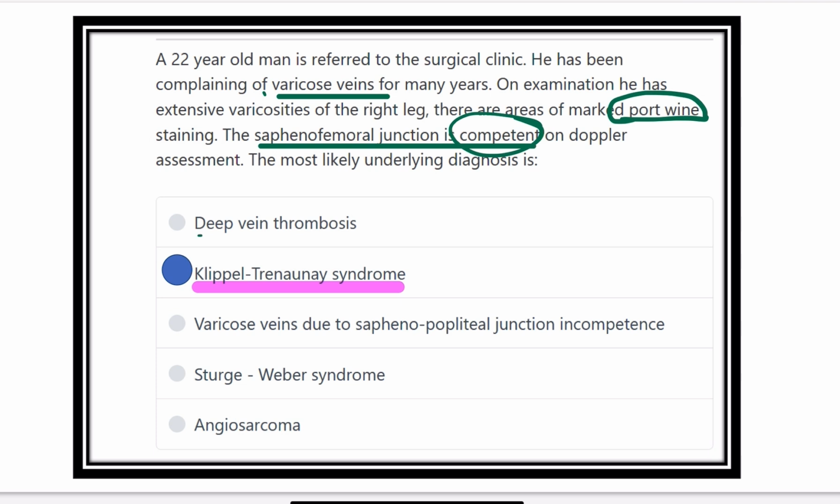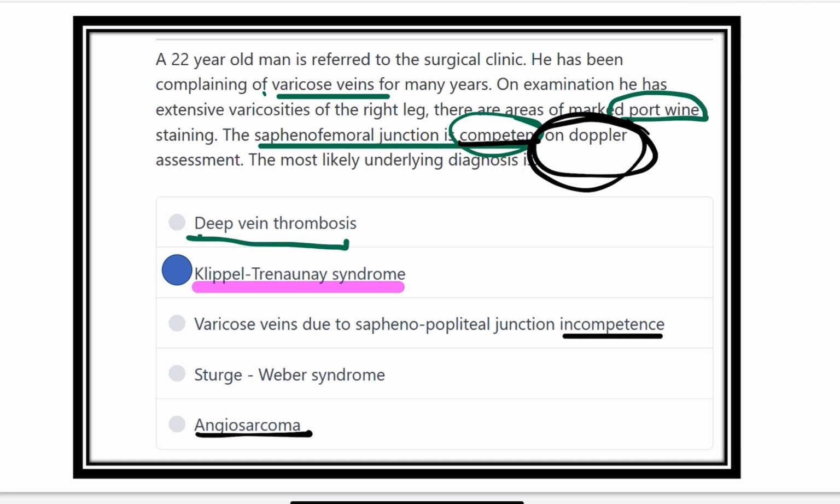And deep vein thrombosis is not true. Why not? Because here we can see the Doppler was done. In Doppler, if there was a thrombus, it is clearly identified. Varicose vein due to saphenofemoral junction incompetence is also not true, because here we can see the junction is competent. And angiosarcoma is also not true, because angiosarcoma is a tumor of the blood vessel. So our answer is Klippel-Trenaunay syndrome.